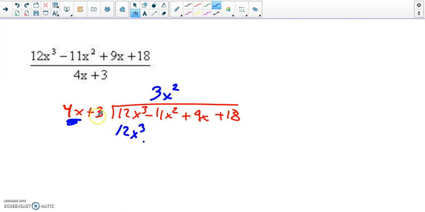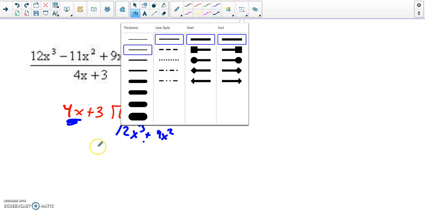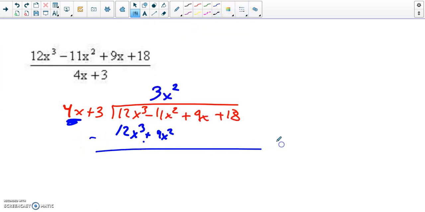But we also have to do 3 times 3x squared to get 9x squared. And we're going to subtract down. 12x cubed minus 12x cubed is 0. Negative 11x squared minus 9x squared is negative 20x squared. And then just drag down the other stuff. Goes unchanged.